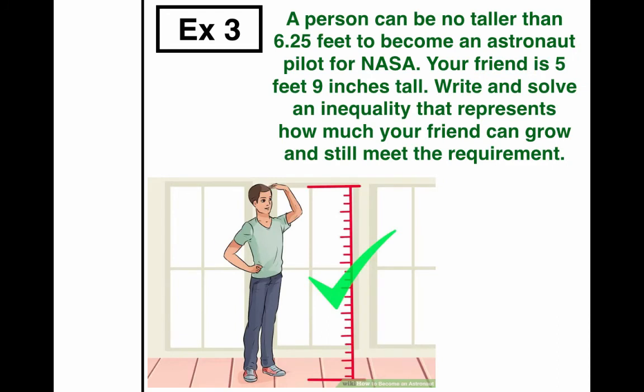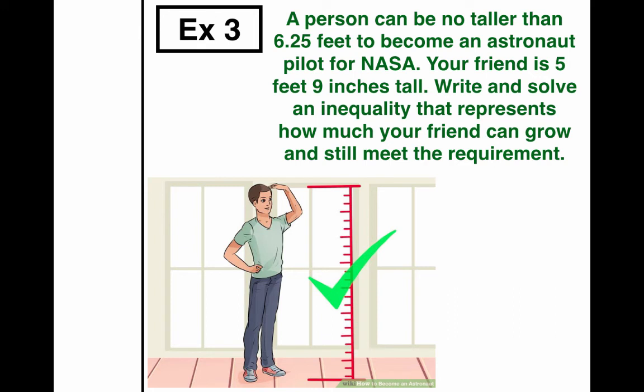So our last problem today is all about becoming an astronaut. Now here is our story. A person can be no taller than 6.25 feet to become an astronaut pilot for NASA. Your friend is 5 feet 9 inches. Write and solve an inequality that represents how much your friend can grow and still meet the requirements.